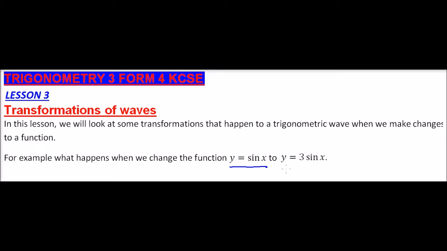What happens if we multiply this function by 3 such that we have y equals 3 sine x? So in this case, we look at what happens to the amplitude and the period, which we have covered in lesson 2. So let's plot two graphs, compare them, analyze them, and see what has happened. Find out whether we can have a description of the two waves in comparison, that is, in terms of transformation.